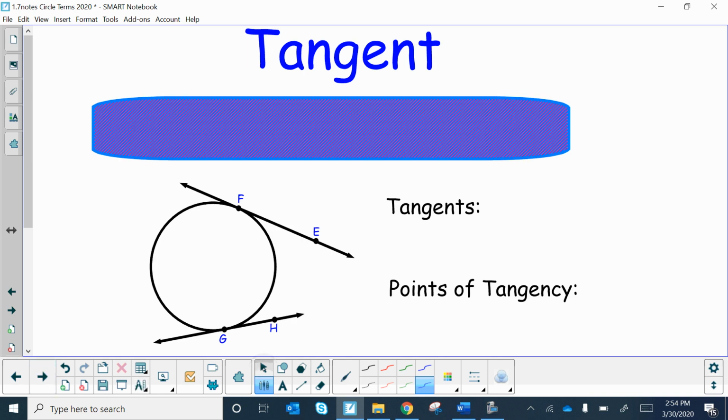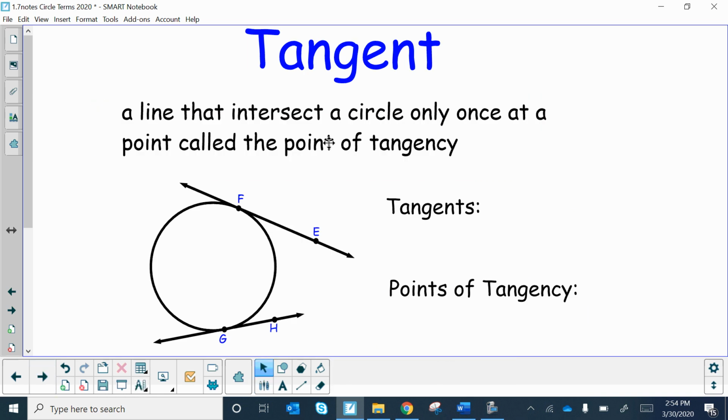The next one is a tangent. A tangent is going to be a line. So how do you name a line? Think back to a long time ago, what kind of symbol those have. Lines. This is going to be a line that intersects a circle only once at a point called the point of tangency.